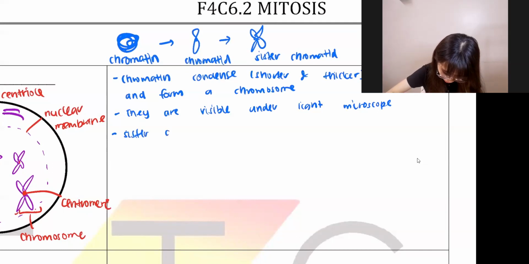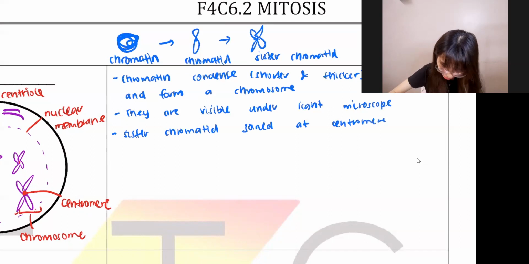Next, sister chromatid join at centromere. Centromere is the dot, the one that is labeled, that is called a centromere. Next, nucleus disappear. So that's why when we draw, we have to draw slightly lighter in color to show that they are disappearing, right?